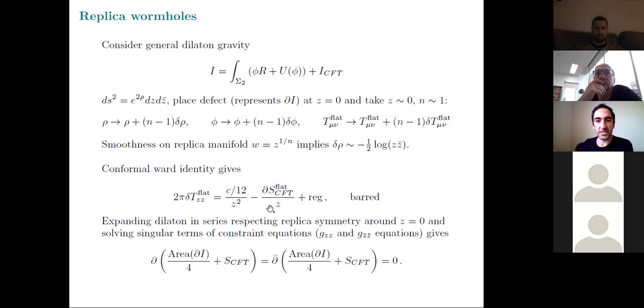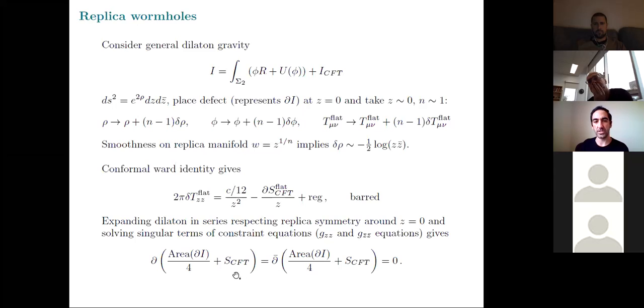And if you assume replica symmetry and expand the equations of motion in this limit, near the defect and for n near 1, then if you solve the constraint equations, you actually find the extremization piece of the island formula. So this just pops out of the equations that you want to extremize this combination. It's not a complete analysis. We didn't actually solve for the replica wormholes and show that they dominated. We just did a local analysis and found that these extremization equations come out in some general dilaton gravity. So that lends some support.